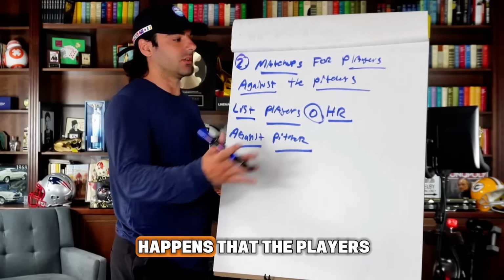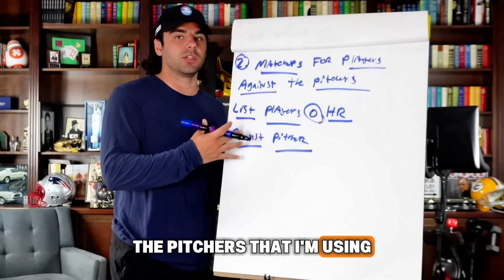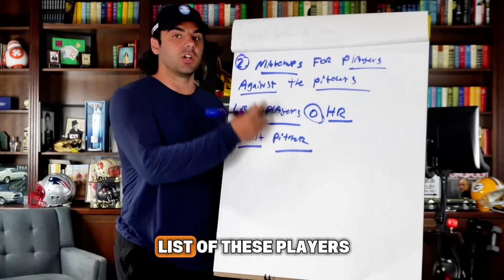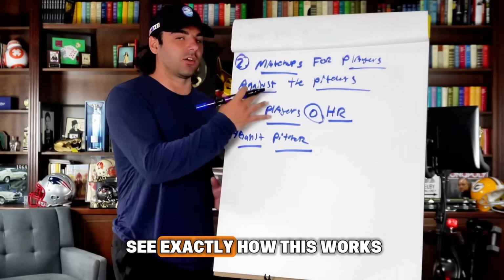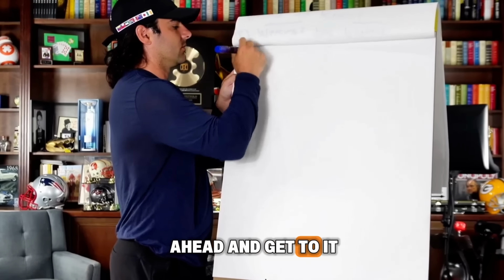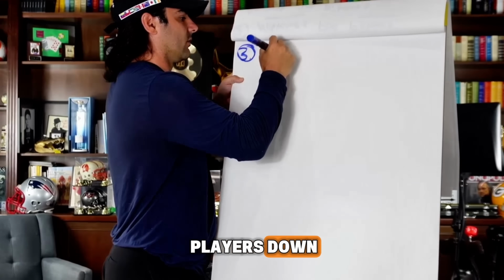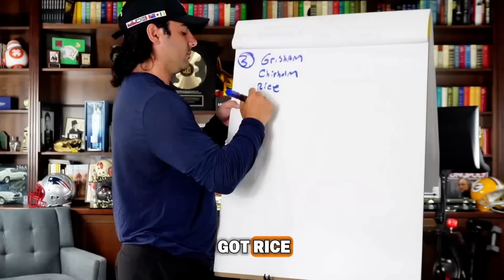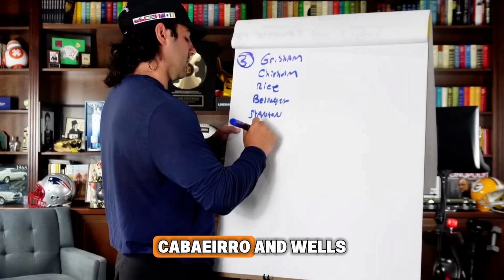So it just so happens that the pitchers that I'm using are actually going against each other in this example. So I'm going to go ahead and make the list of these players so you guys can see exactly how this works, a visual of how it actually works. All right, so let's go ahead and get to it. So let's write these players down. All right, we got Grisham, we got Chisholm, we got Rice, Bellinger, Stanton, Caballero, and Wells.